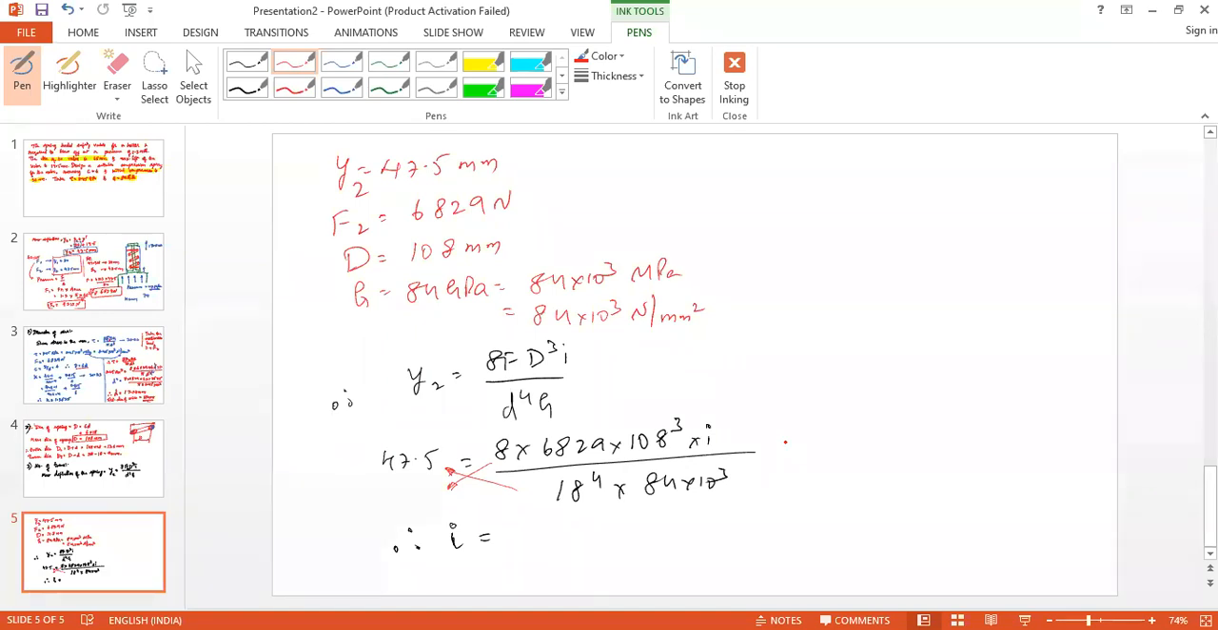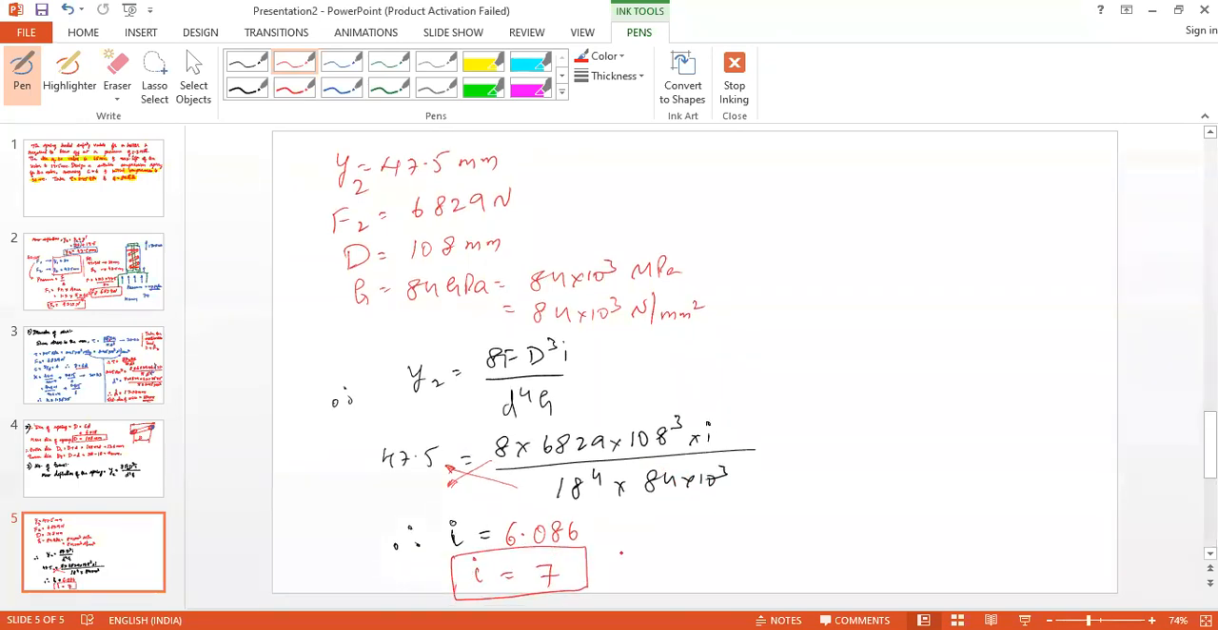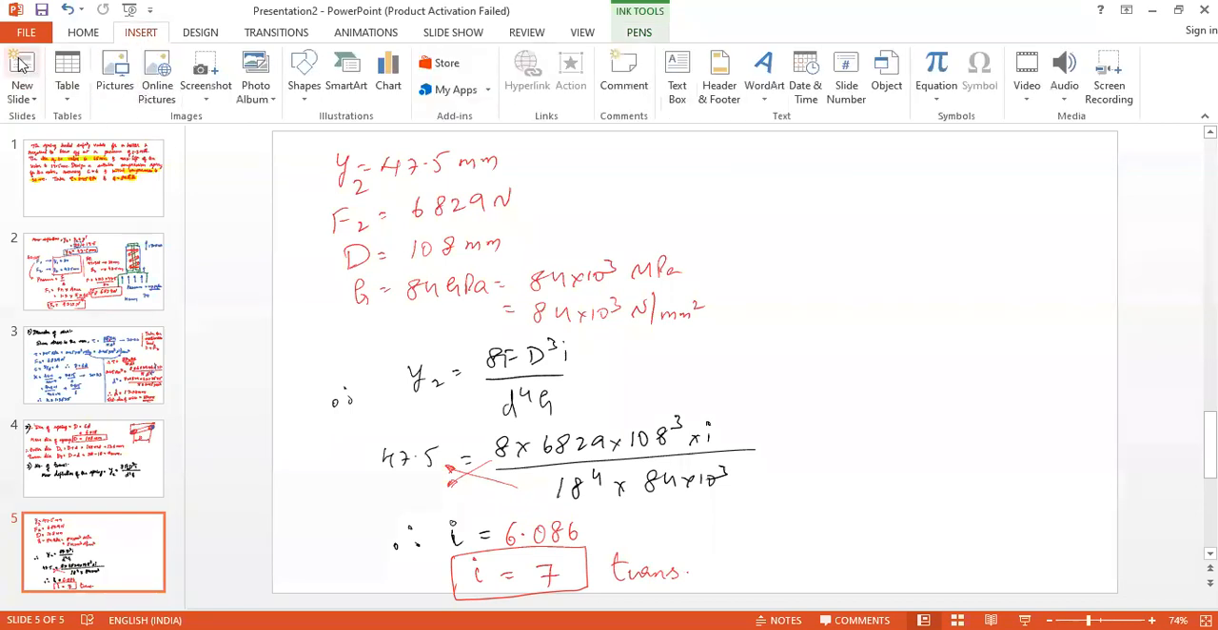So what is the answer? 6.086. 6.086 is the number of turns, but we cannot have 6.086. So I is equal to 7. 7 turns. This is the number of active coils required.